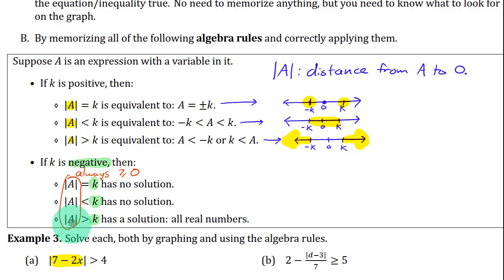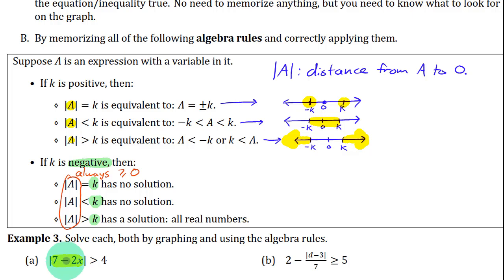Now, if you have the absolute value of A is greater than a negative number, that's always true. No matter what your variable x is or whatever A is, the absolute value of it is always greater than any negative number, and the solution is all real numbers. So those are the special cases there.